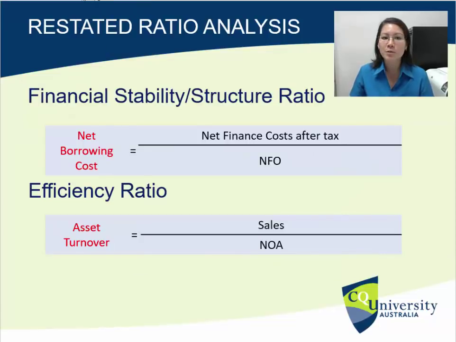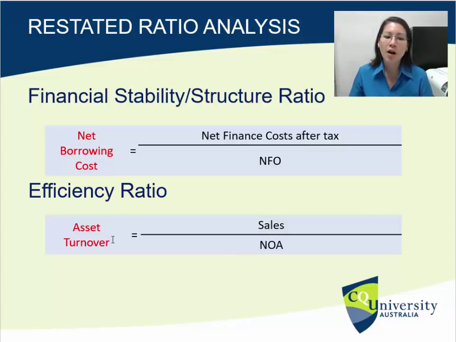So the same concept under the restated, we're simply using sales and our net operating assets. So we're leaving out the financing assets from here. So how efficiently are we using our operating assets to generate sales? For every dollar of operating assets, how much are we generating in sales? How often are we turning over the dollar value of our operating assets into sales?